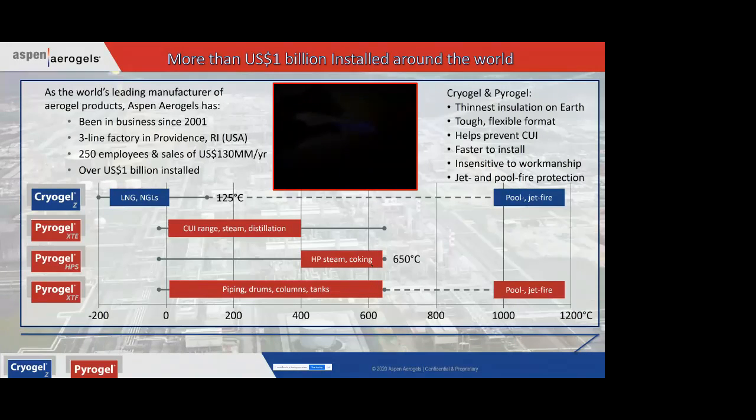With Pyrogel XTF, it's a blanket. You just apply it. You put your stainless steel cladding over the top, and when you want to do an inspection, it's just a matter of removing the cladding and removing the insulation, doing an inspection, and then reapplying it. It doesn't become a major event. You don't have to wait for turnarounds and so forth to do inspections. So it provides not only CUI protection, it provides thermal insulation, but also fire protection as well.